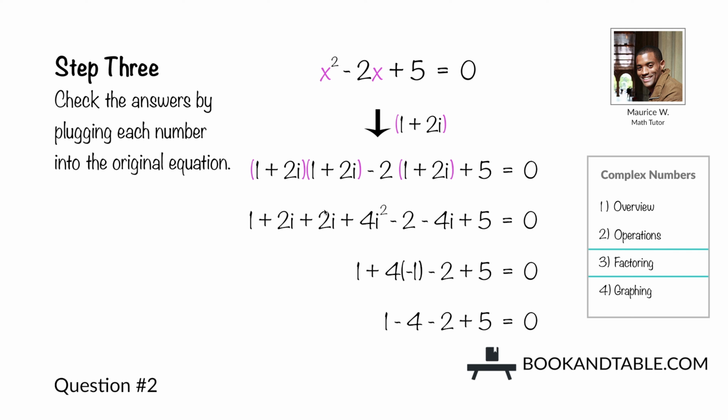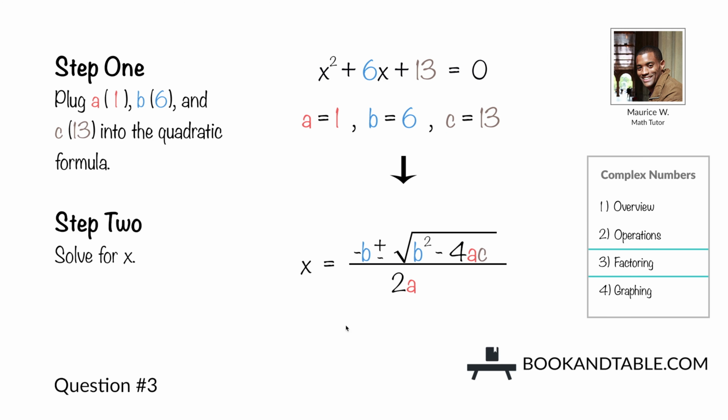2i plus 2i is 4i, minus 4i, so those cancel each other out, leaving you with 1 plus 4 times negative 1 minus 2 plus 5. 4 times negative 1 is negative 4, giving us 1 minus 4, which is negative 3. Negative 3 minus 2 is negative 5. And negative 5 plus 5 is equal to 0. 0 equals 0 proves that x also equals 1 plus 2i. So the answer to question number 2 is x is equal to 1 plus or minus 2i.